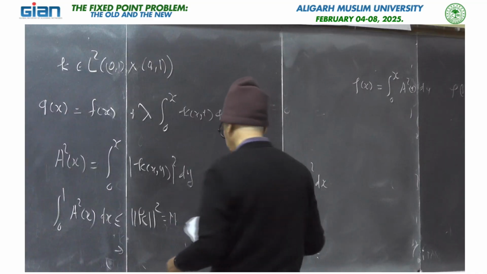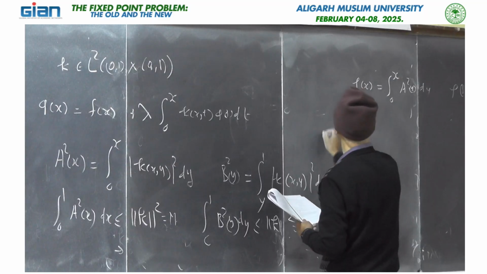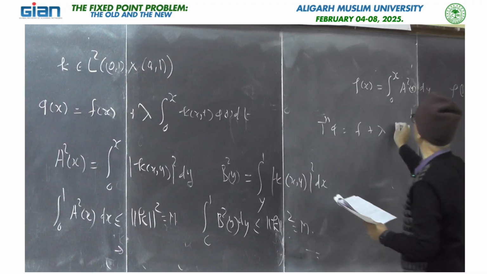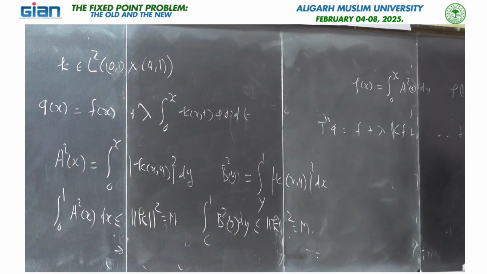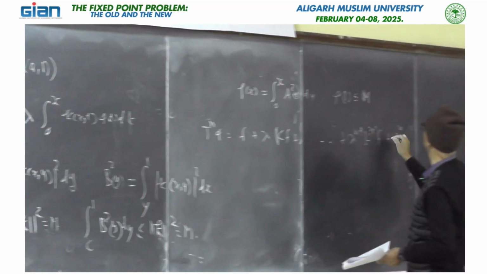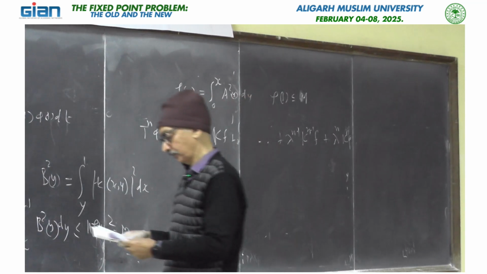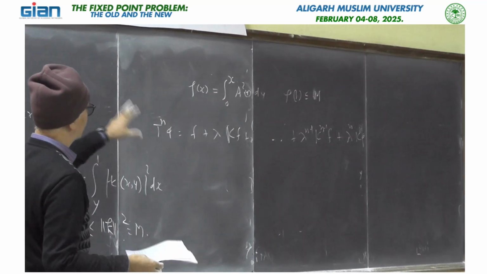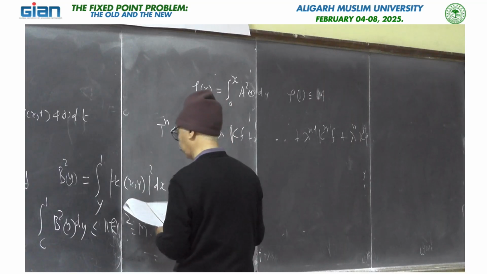Okay. So with this we look at T to the power n again. Our T to the power n of phi is f plus lambda Af plus and so on, plus lambda to the power n minus 1 times A to the n minus 1 of f, plus lambda to the n times K_n phi. So that is our T. Now, as before, we look at the estimates of the kernels.